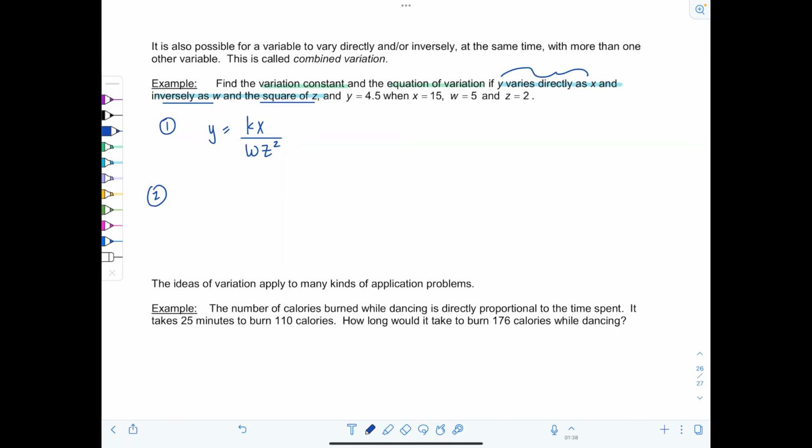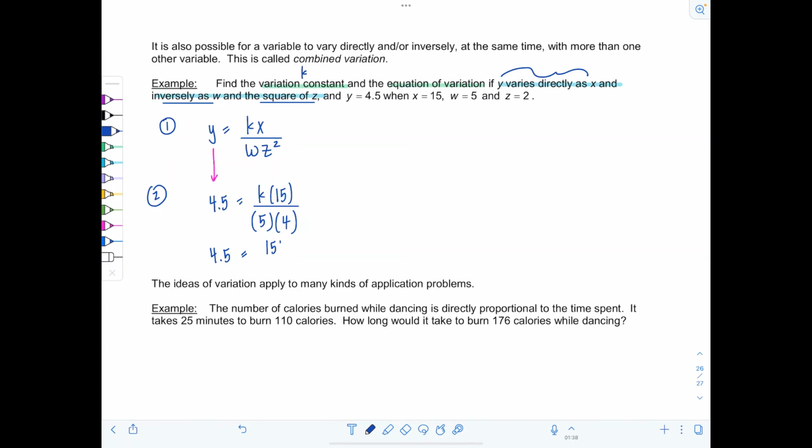So we have to find the variation constant k and then the equation of variation. And then here they're giving me all the info that I need. So y equals 4.5 when x is 15, w is 5, z is 2. Cool. So for y, I'm going to replace it with 4.5 equals k times x is 15 over w is 5, and then z is 2. So 2 squared is 4. Okay, I love it.